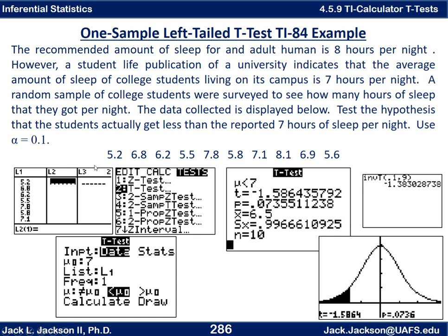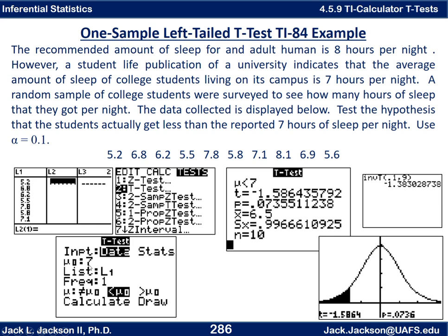Then go back to the home screen by doing Quit, which is second mode. And then you go to Test, so that's Stat, and then left arrow to Test. Choose number 2, which is the t-test, and that gets you this screen here. We can either enter in our summary statistics, or we can enter the data. We have our data entered in, so we're going to click Data.